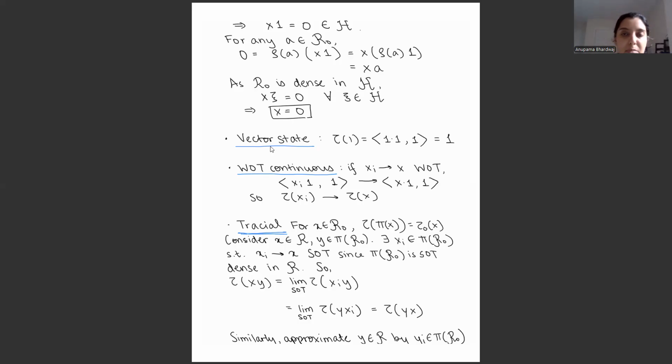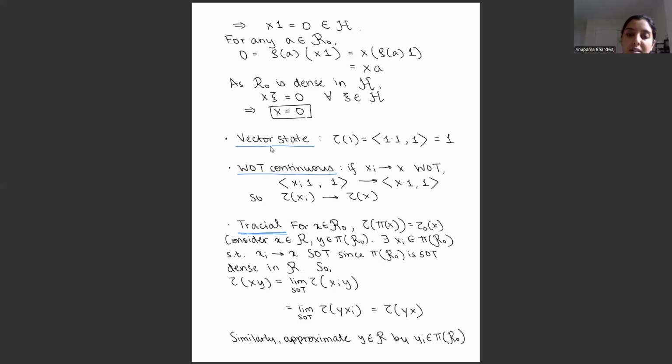Also, it's a vector state because tau of 1 is equal to the inner product of 1 acting on 1 with 1, which is just 1. It's WOT continuous because if I have any x_i converging to x in WOT, then by the definition of what it means to converge in WOT, I'd have that the inner product of x_i at 1 with 1 converges to the inner product of x at 1 with 1. And so tau of x_i converges to tau of x.